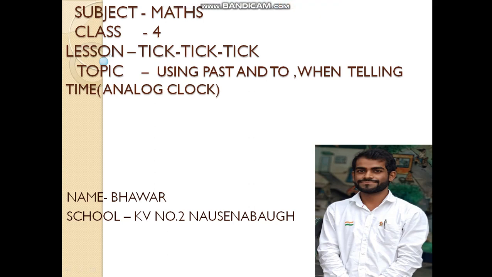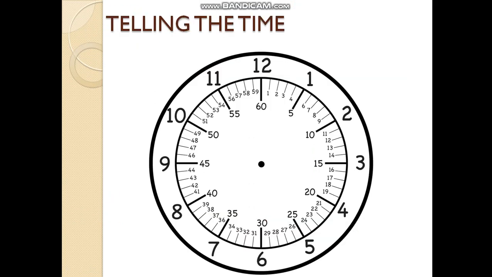Today we are going to start your new topic: using past and to when telling the time. Here you can see how you will tell the time in English. Now let's start. We have this clock, you can see. I will tell you what is the use of quarter in the clock.